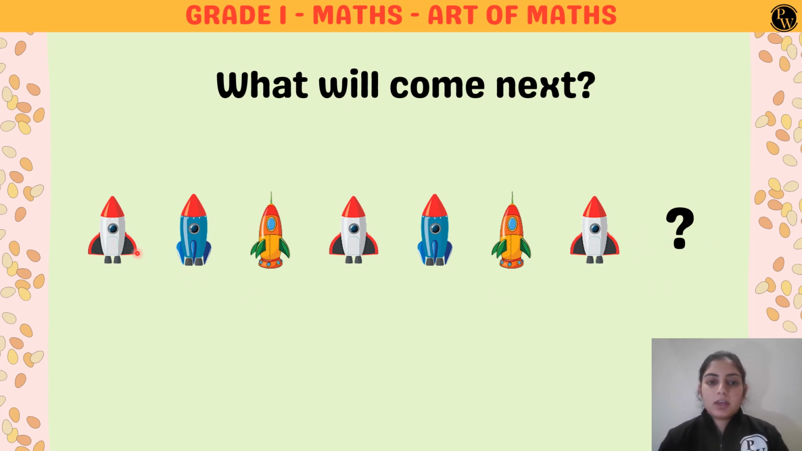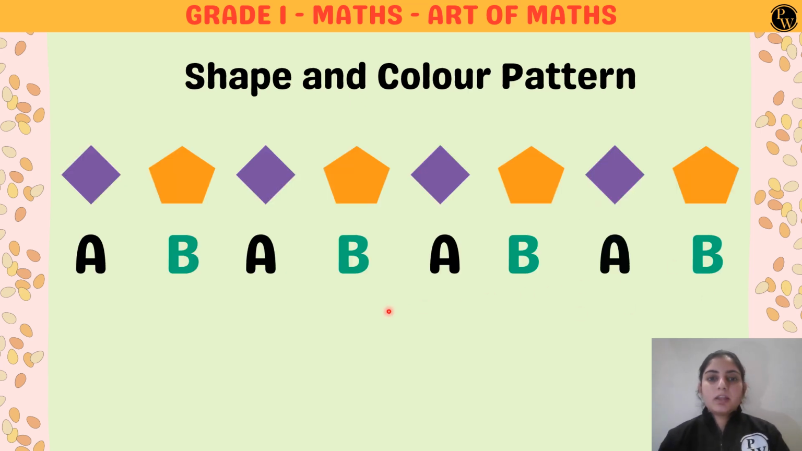We can name it as A, B, C, A, B, C, and A, B, correct. So that B one is a blue rocket, right? Yes, well done. Now, let's explore shape and color pattern. Okay, here we observe a shape of purple color, right? Yes. And then we have a shape of orange color, right? And again we see a purple color shape, then the orange color shape, right?